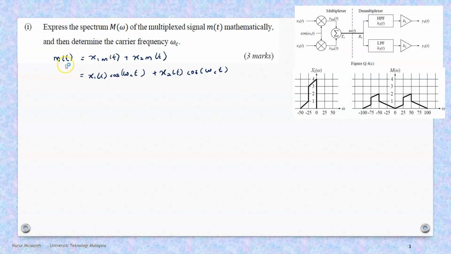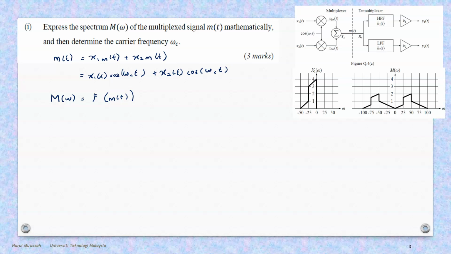From M(t) here, since we already wrote the equation in terms of time domain, we can now write the equation in terms of frequency domain. So we need to understand that M(omega), the spectrum, is the Fourier transform of M(t). So how do we Fourier transform this one? We need to be able to use the formula for Fourier transform. So you have to go to the table of Fourier transforms.